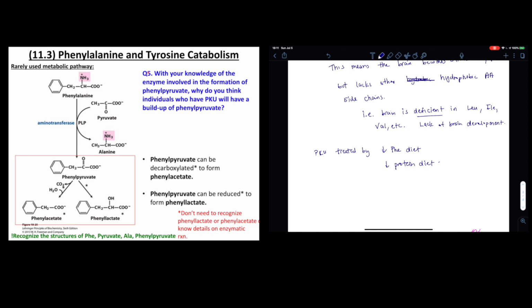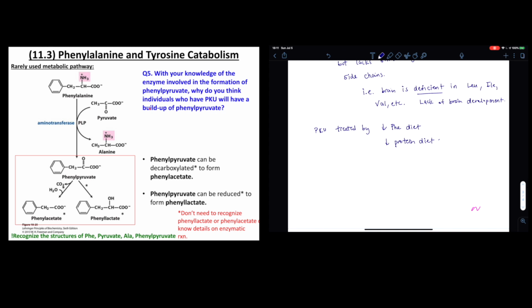Okay. So, question 5. With your knowledge of the enzyme involved in the formation of phenylpyruvate, why do you think individuals who have PKU will have a buildup of phenylpyruvate? Okay. So, this is an aminotransferase enzyme, right? So, let's write this down.